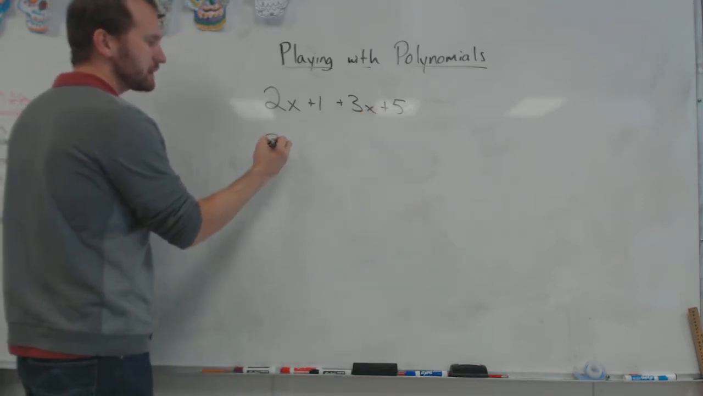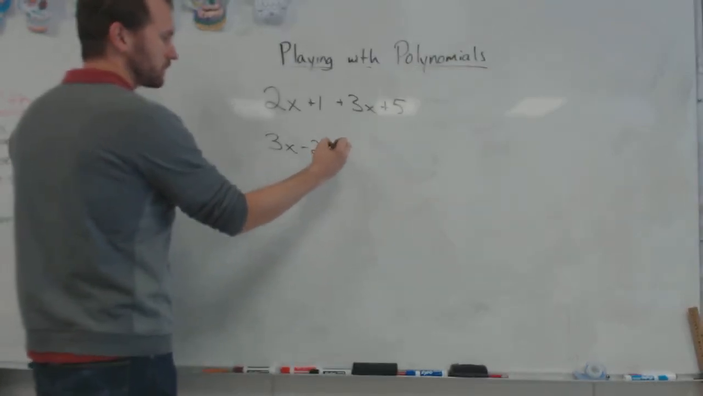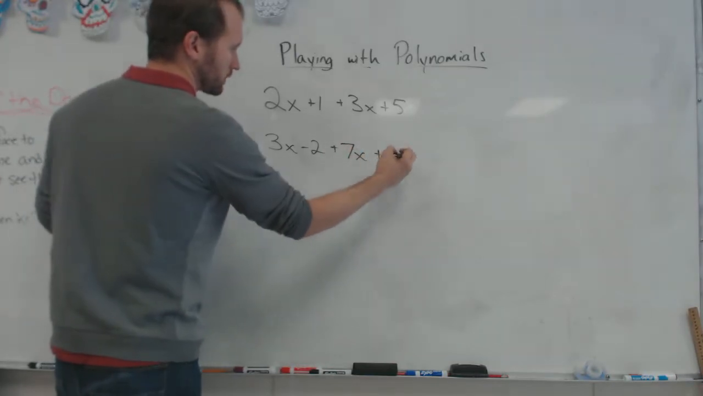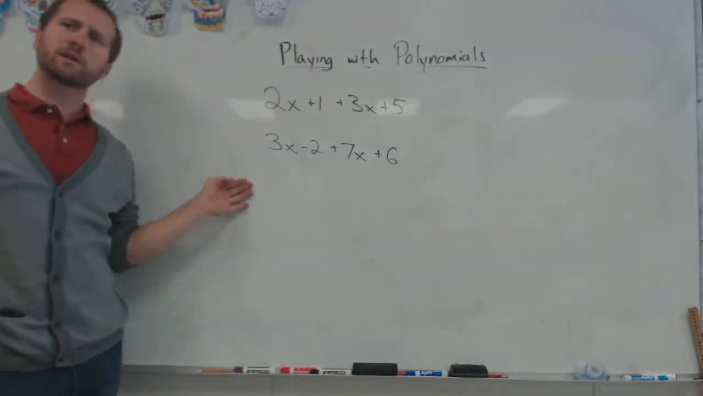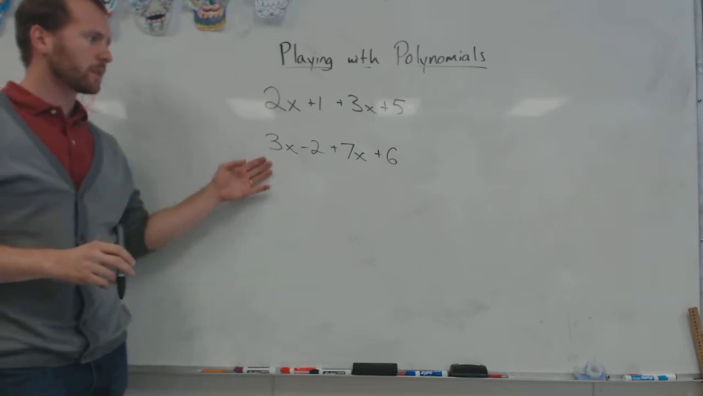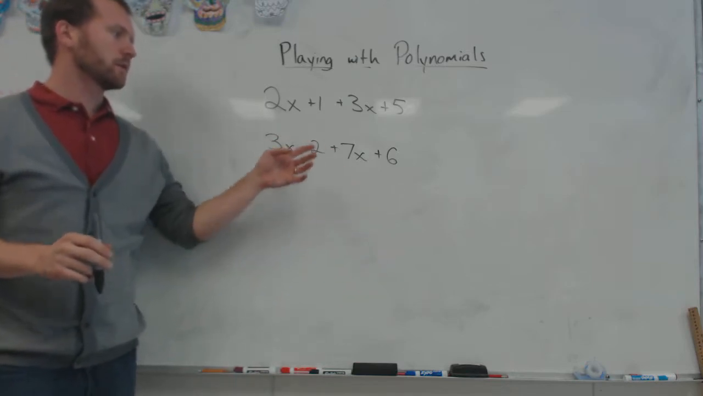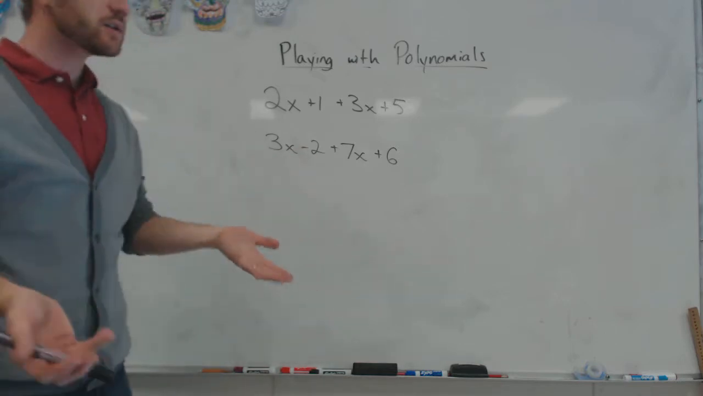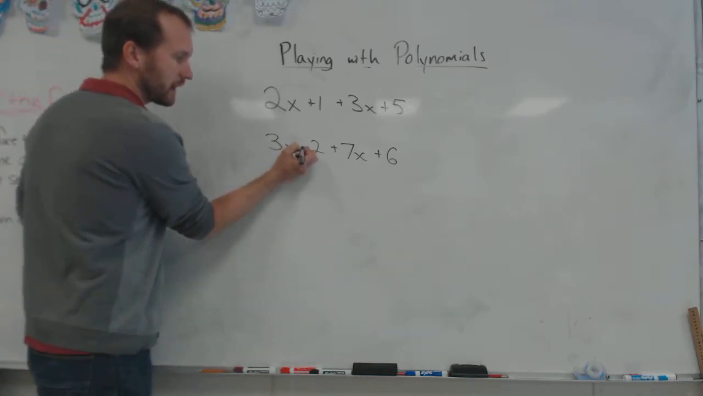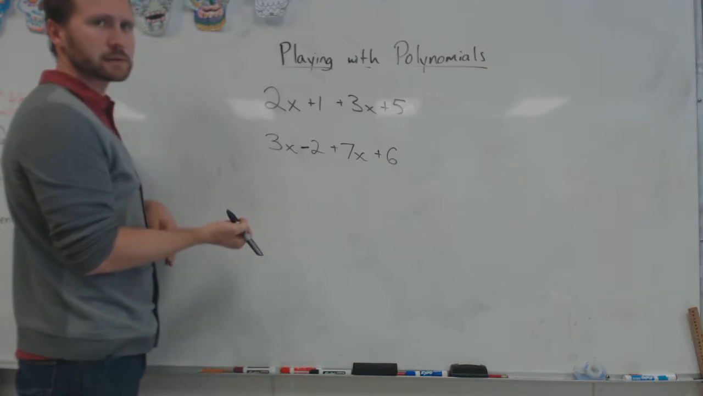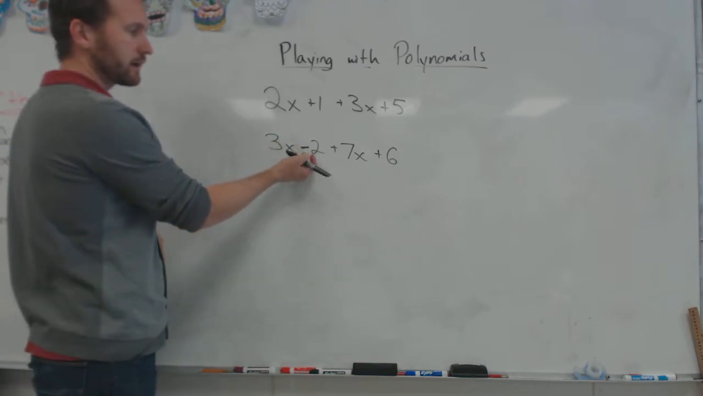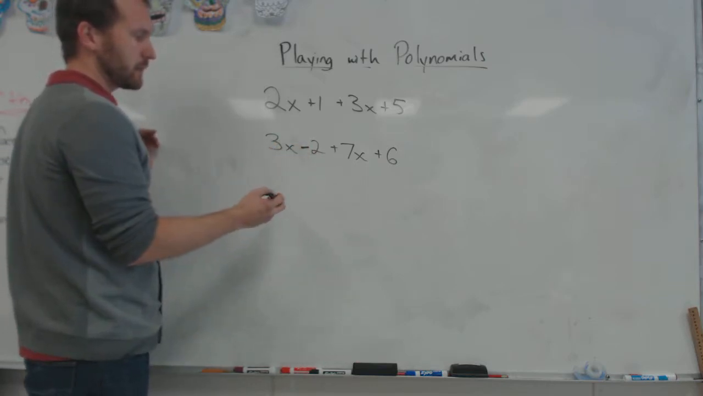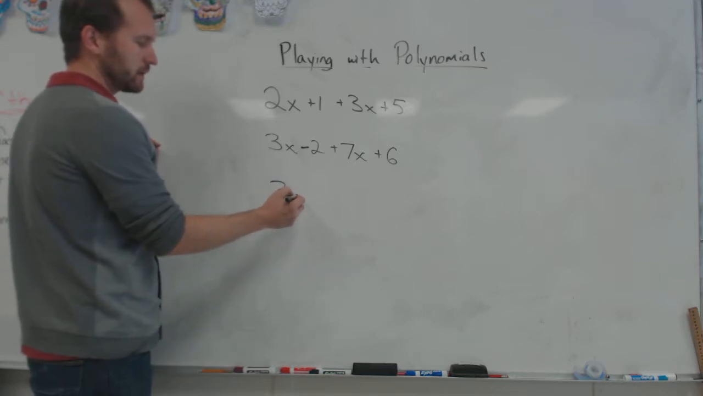What are the terms in this polynomial? What are my terms here? 3x, 7x, and then negative 2, and 6. Good. So you guys see that when I have a minus sign, that's the same thing as a negative being added in my polynomial.